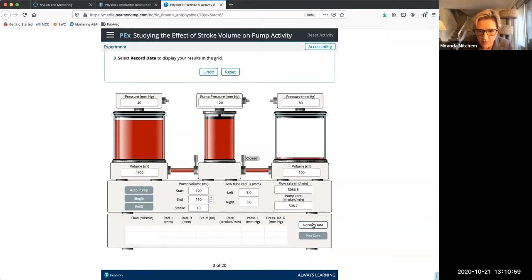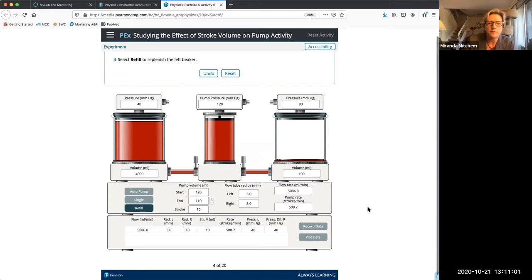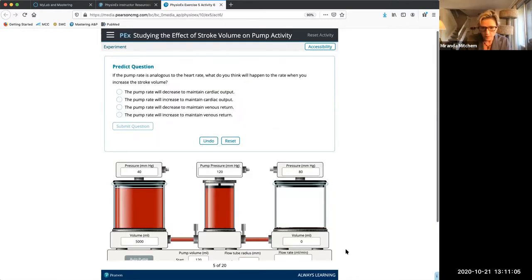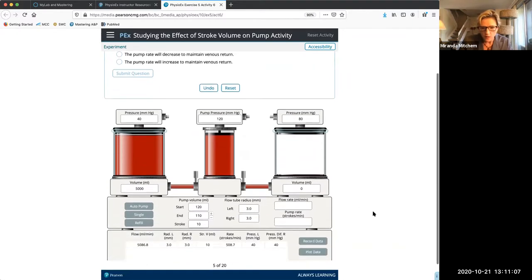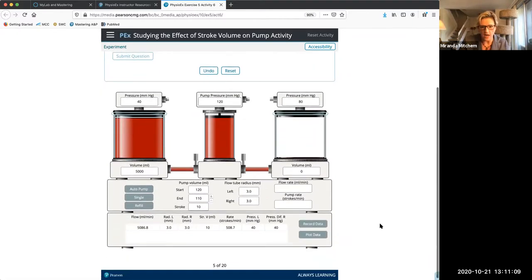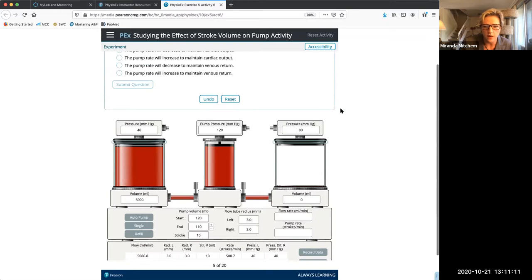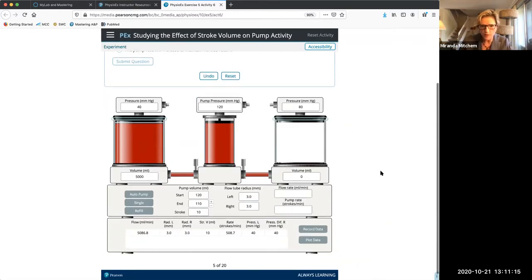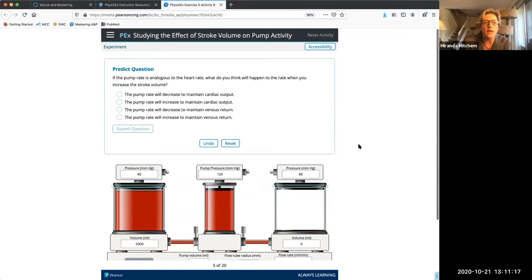Okay, that was interesting. Record data. Let's refill. We'll see the effect of these as we move and look at the different variables. Why isn't it letting me record? Okay. Is the pump rate analogous to heart rate?